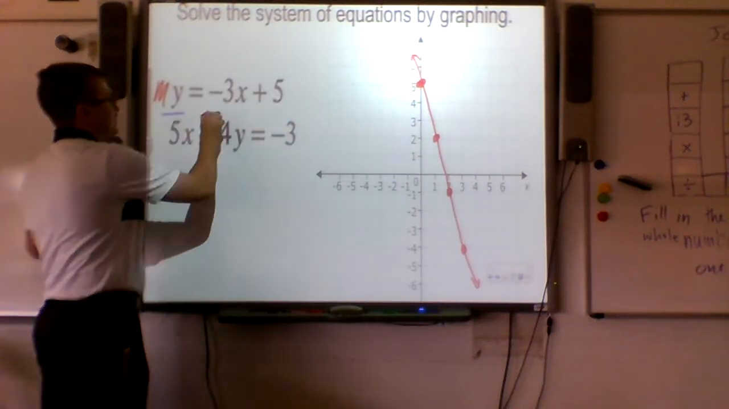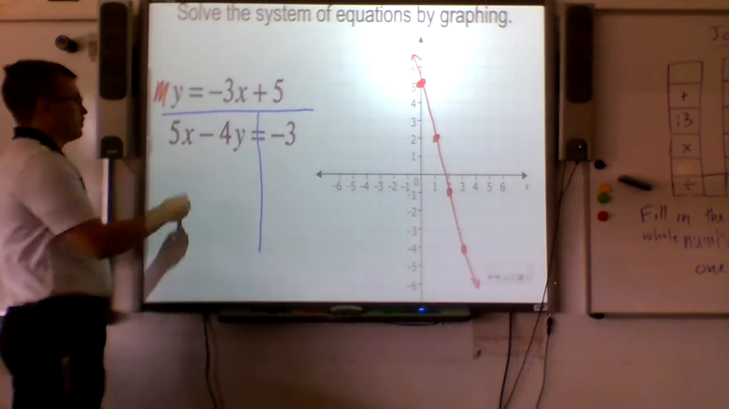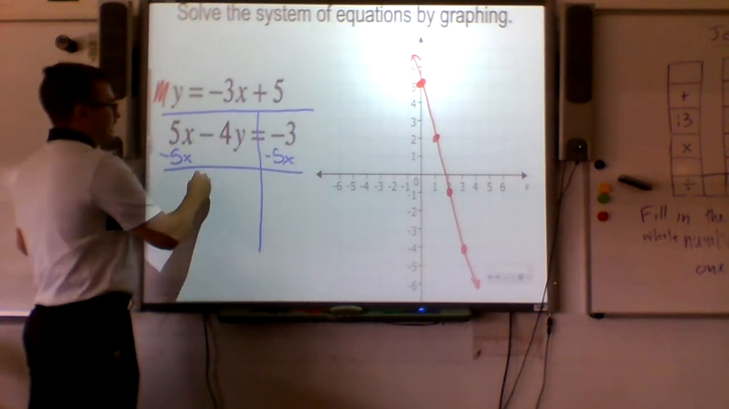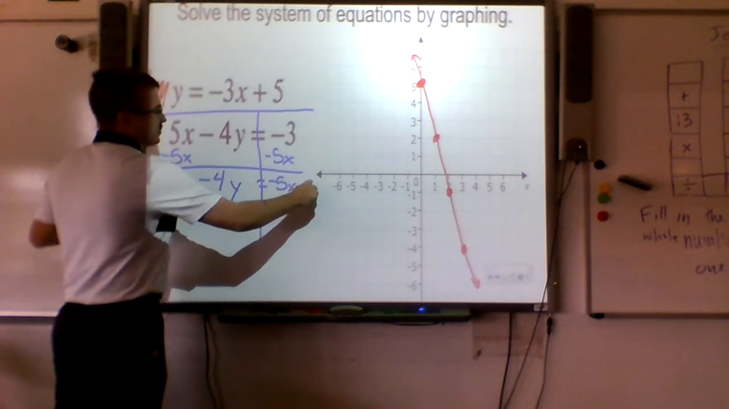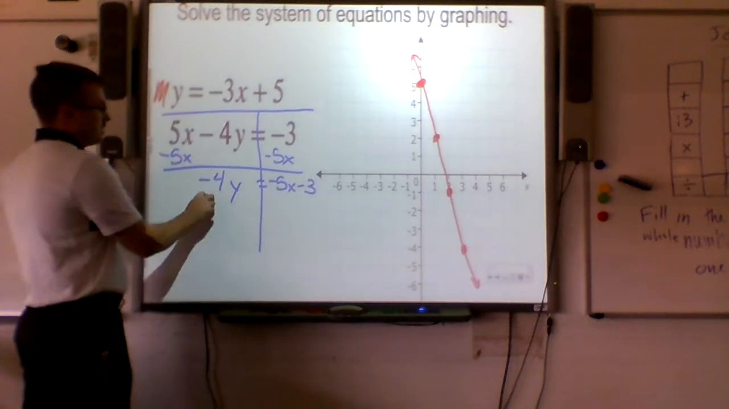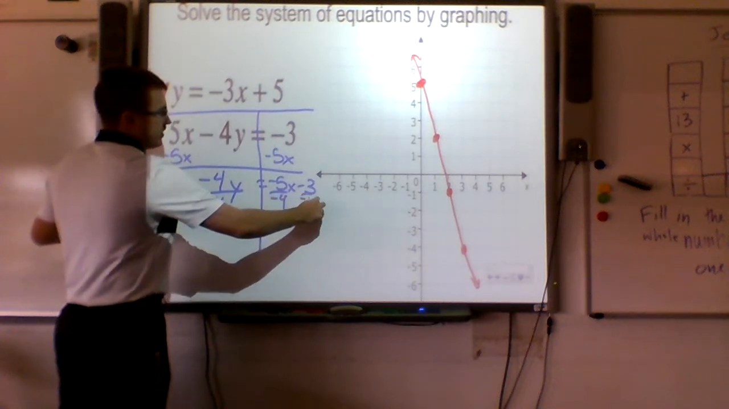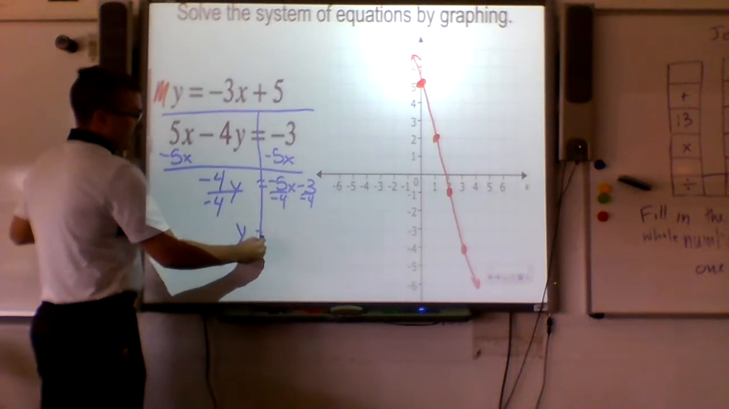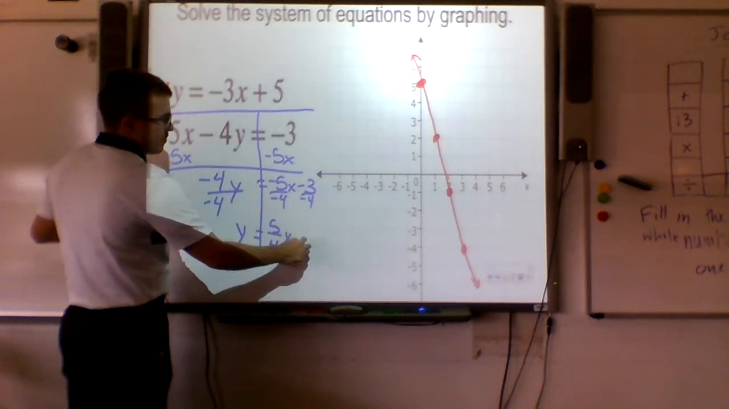This is where we just need to get y by itself. So I'm going to subtract 5x to get -4y equals -5x minus 3. Divide everything by -4. And that's going to leave me with y equals 5/4 x plus 3/4.